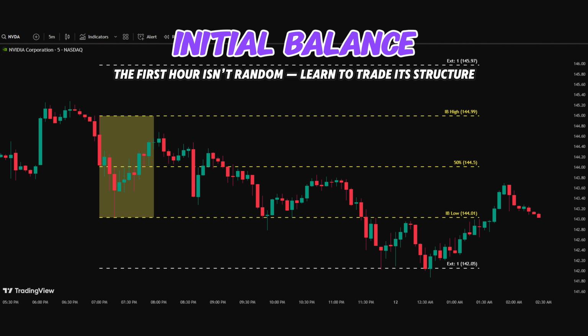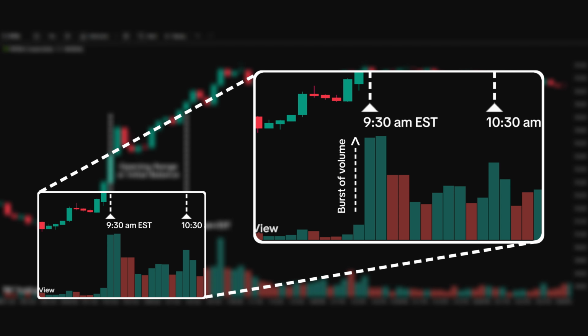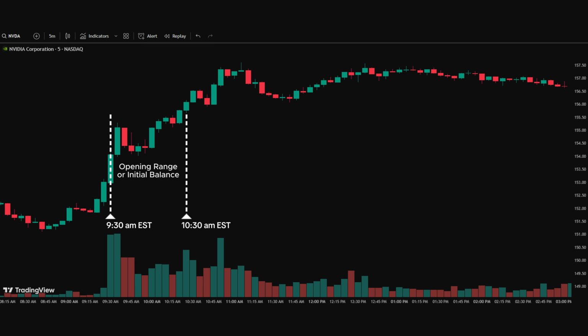Before breaking down the indicator, it's crucial to grasp why the opening hour plays a key role in shaping the trading day. The first hour after the market opens, often referred to as the opening range or initial balance, is one of the most critical periods of the trading day. This is when overnight sentiment collides with real-time market reaction, creating a burst of volume, volatility, and directional intent. Institutional traders, hedge funds, and retail traders alike place orders based on news, earnings, global market moves, and overnight positioning, all of which materialize rapidly once the market opens.